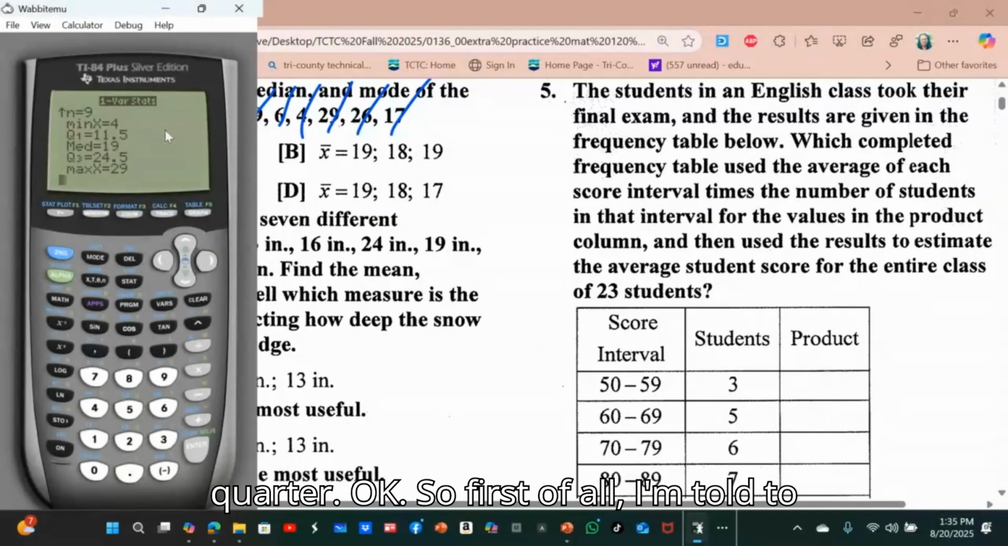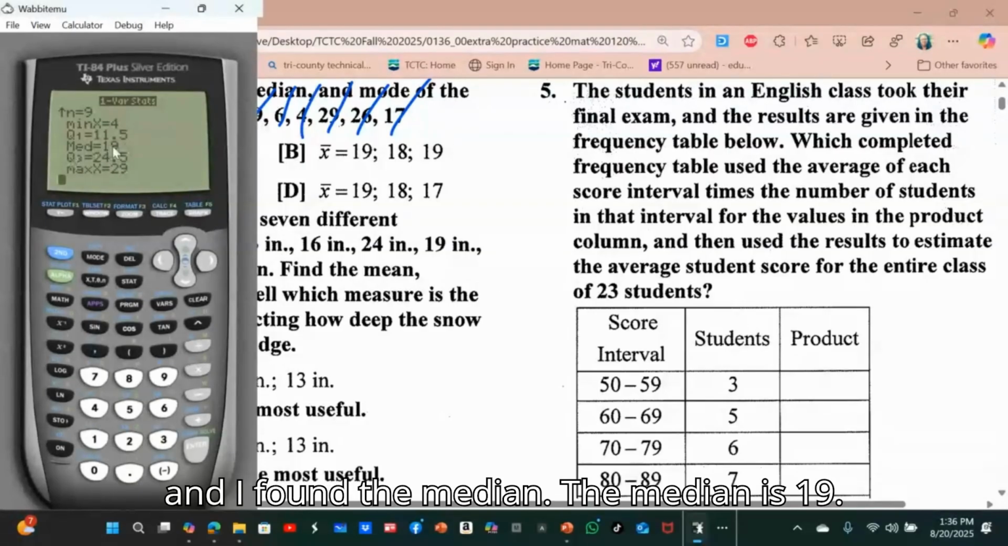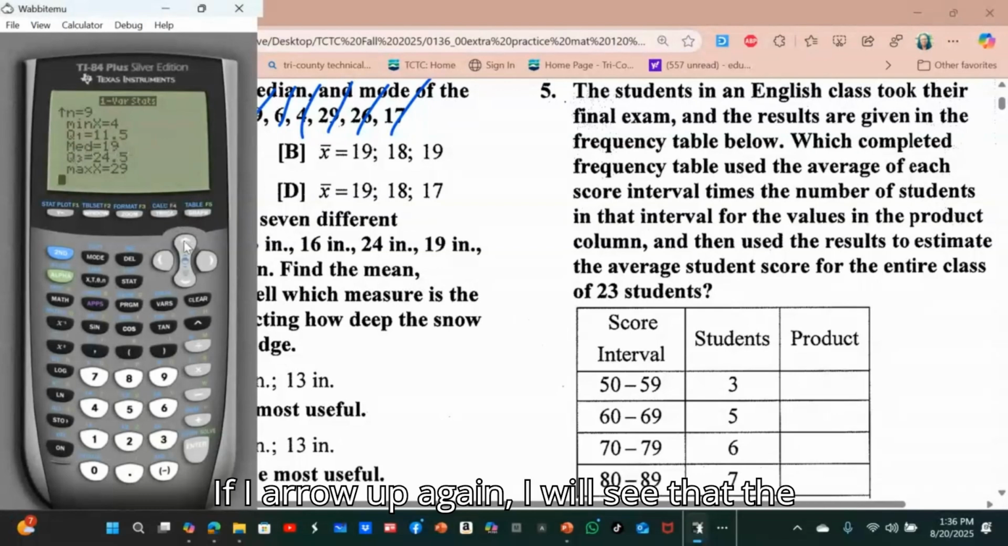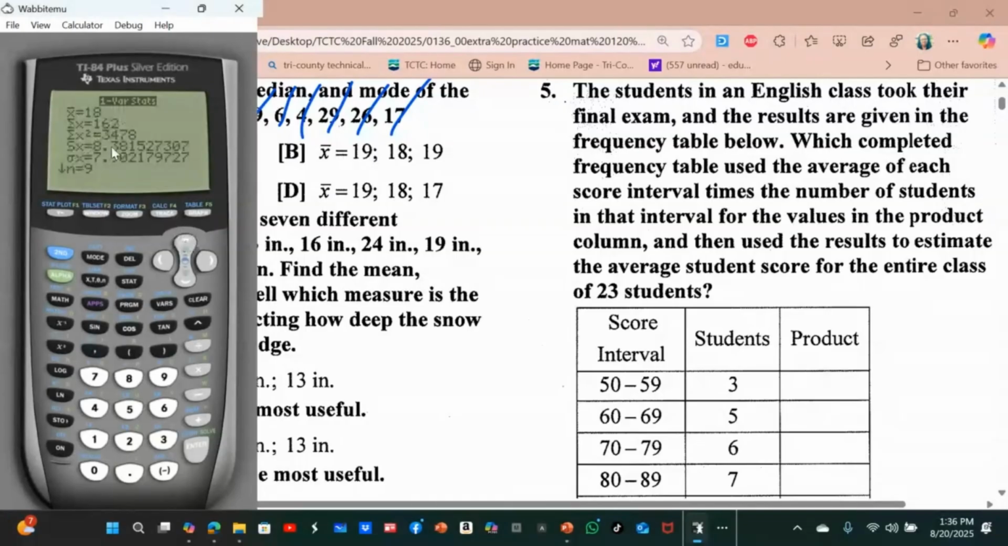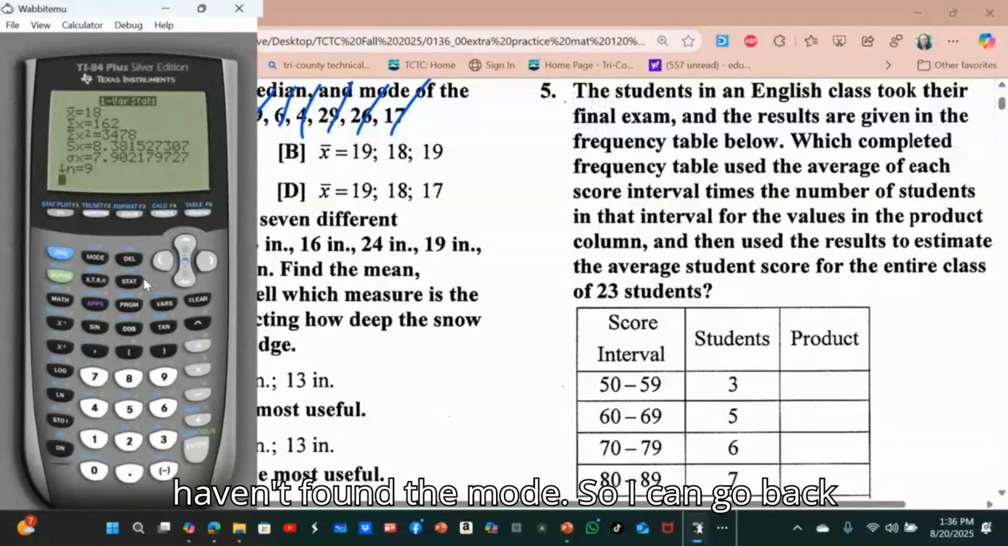Okay, so first of all, I'm told to find the mean, the median, and the mode. So I've already found the mean, and I found the median. The median is 19. If I arrow up again, I will see that the mean is 18. But there is something I haven't found. I haven't found the mode.